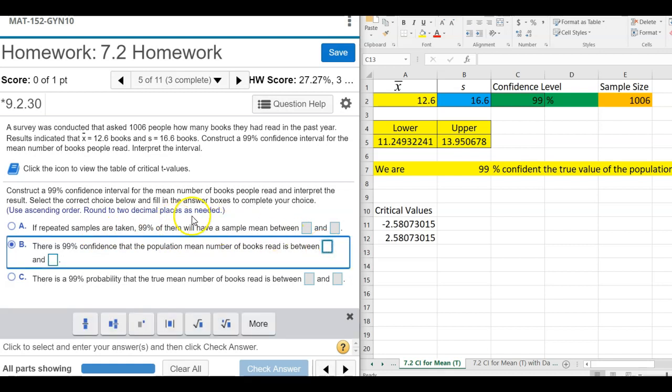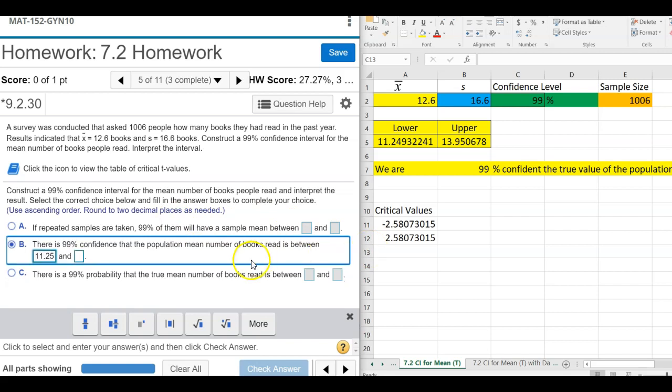So we're going to say it's 11. What do I have to round it to? Two places. 11.25 is my lower, and my upper is 13.95.